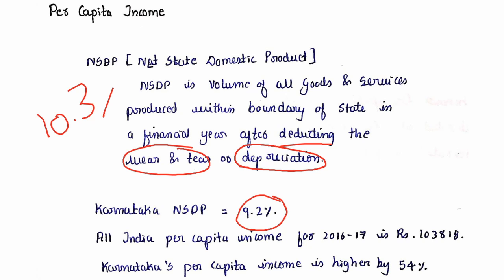All India per capita income for 2016-17 was 103818. Karnataka's per capita income is higher by 54%. Okay, compared to 15-16, this year it was higher by 54%.